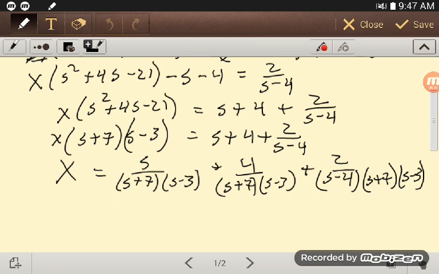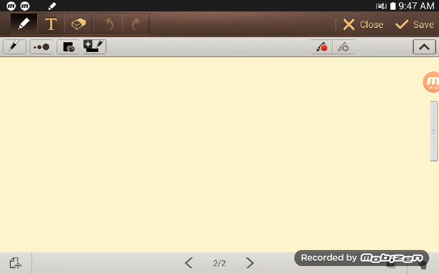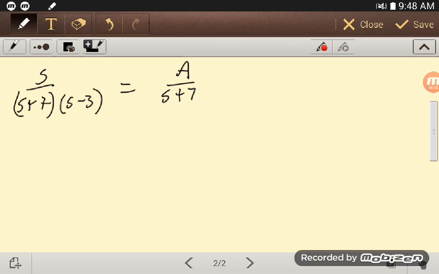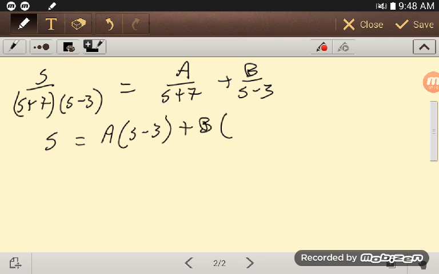Okay, I'm going to do these one at a time. So I have s over s plus 7, s minus 3. And I need to write that as sum a over s plus 7 plus b over s minus 3. And so what I know is that the numerator, s, has to be a times s minus 3 plus b times s plus 7. And I am going to just choose some nice s's.